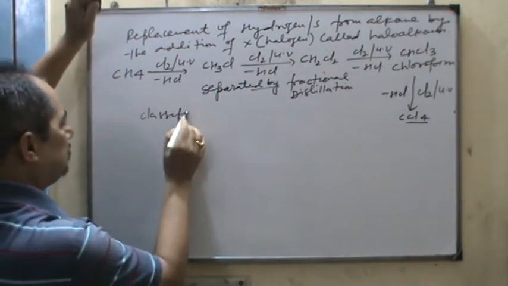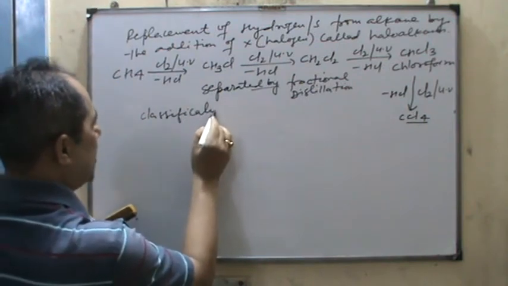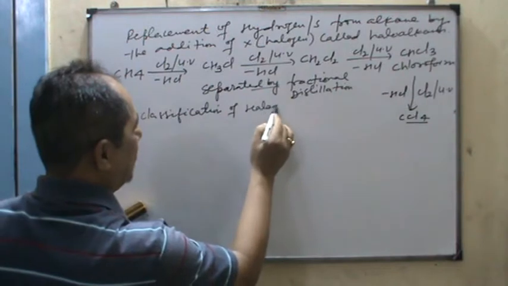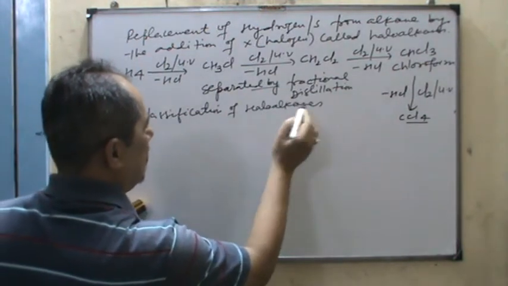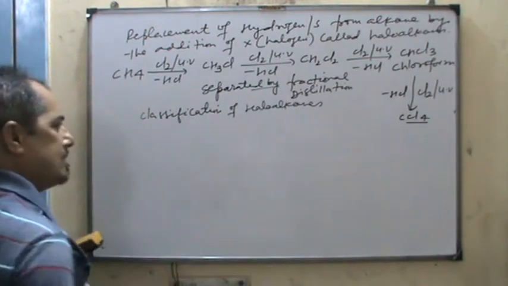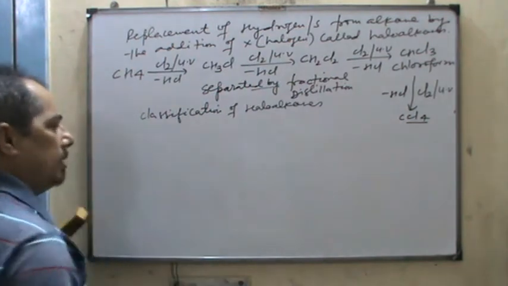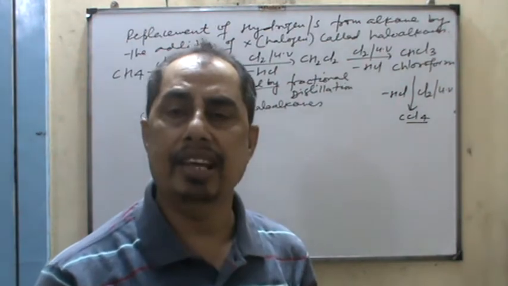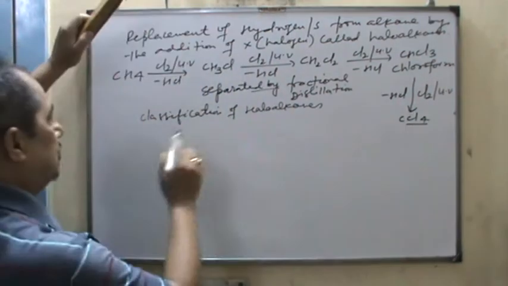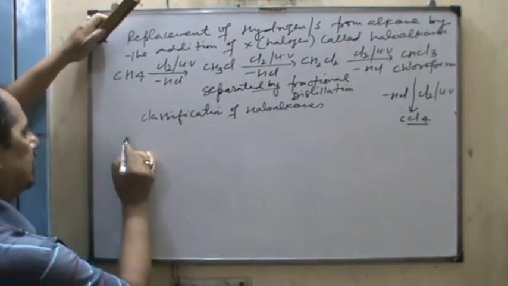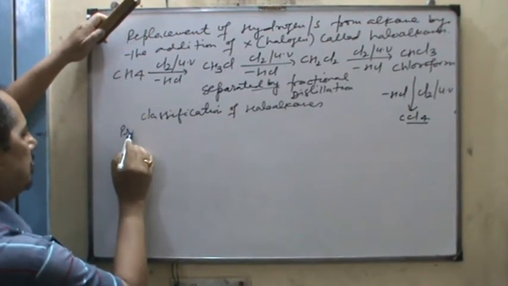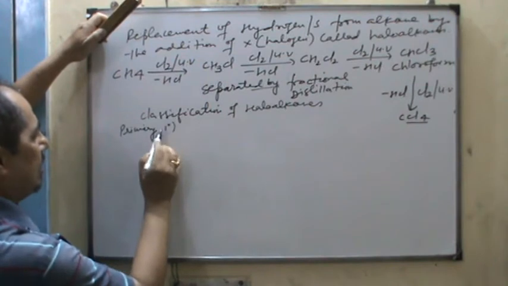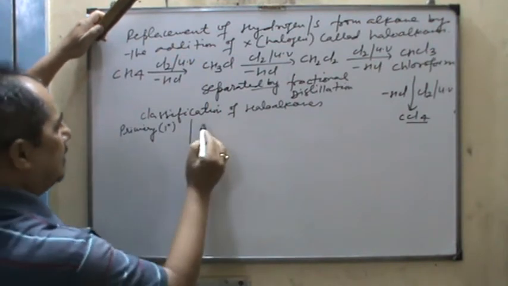Then classification of haloalkane. As far as classification is concerned, you remember haloalkanes are of three types: primary, secondary and tertiary. Three types of classification. First is the primary. Primary is called 1 degree alkyl halides.